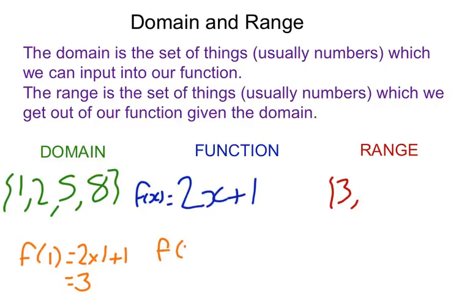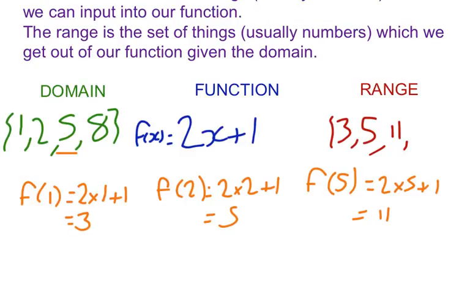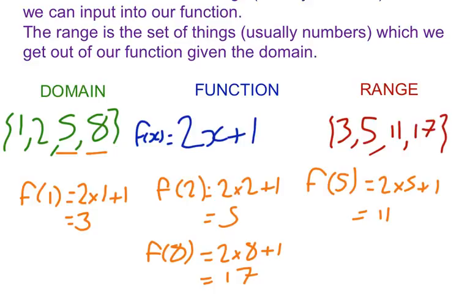We need to work out f of 2, which is 2 times 2 plus 1, which is 5. So we put 5 into our range. The next number is 5, so f of 5 is 2 times 5 plus 1, equals 11. So we put 11 into our range. And finally, we need to work out f of 8, which is 2 times 8 plus 1, which is equal to 17. So we put 17 into our range. So given the domain 1, 2, 5 and 8, we put each of those numbers into the function, and the numbers we get out become our range.